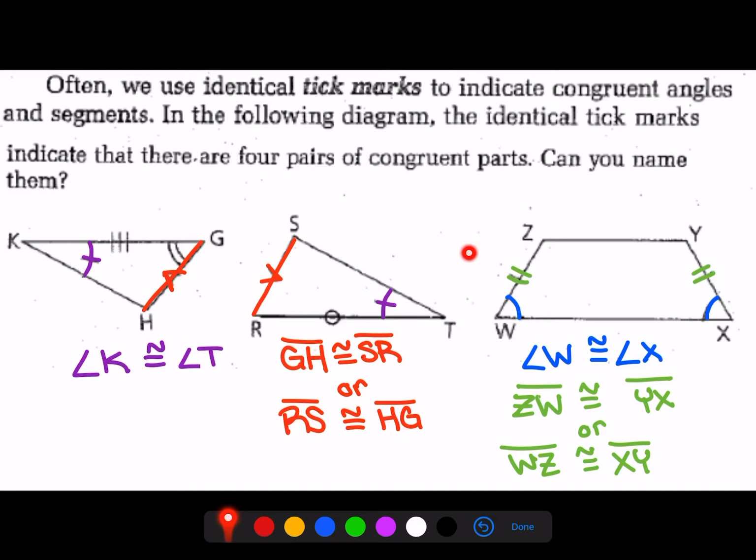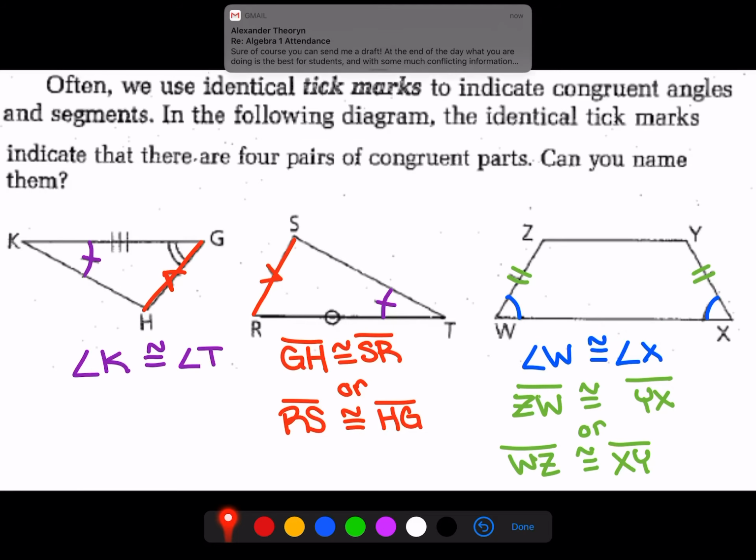And then for our last figure, this isosceles trapezoid over here, I can say angle W is congruent to angle X. And I can also say segment ZW is congruent to segment YX. Because again, 2 congruency tick marks together, and then 1 angle mark and 1 angle mark. So that's how you can go through labeling, and then of course this is our correct notation when we're saying that 2 things are congruent to each other. Very important that you guys get congruency down because they'll be used throughout the year.